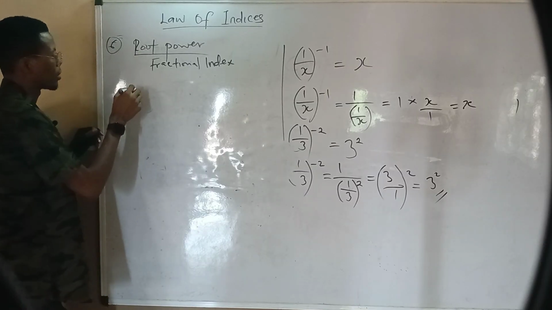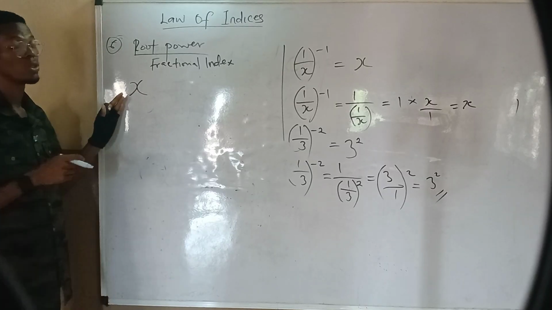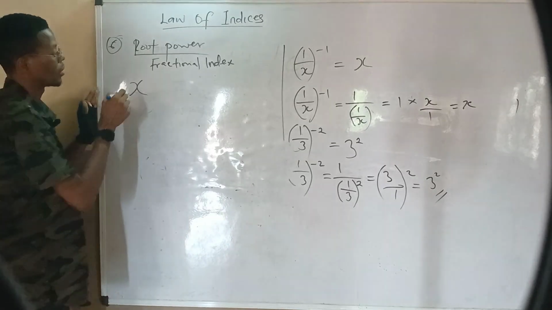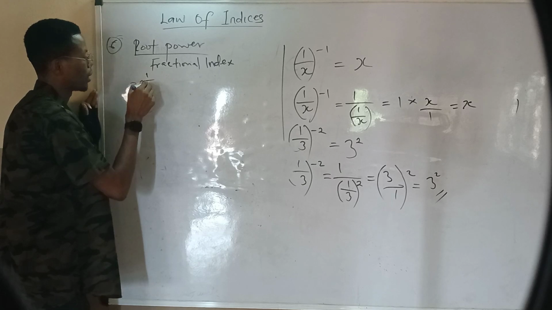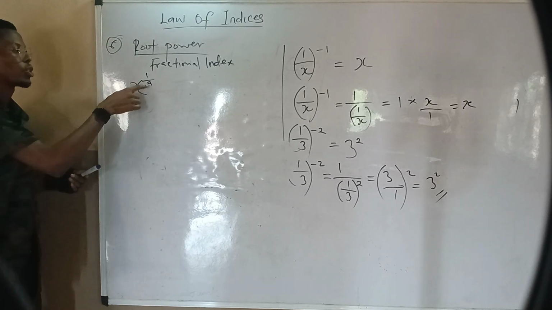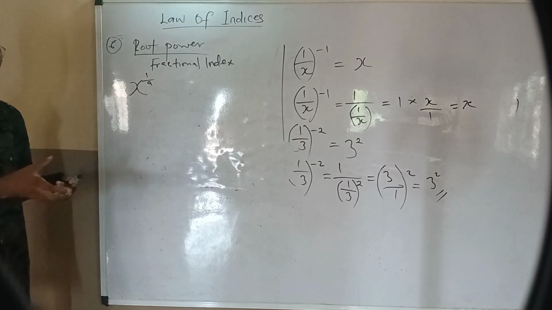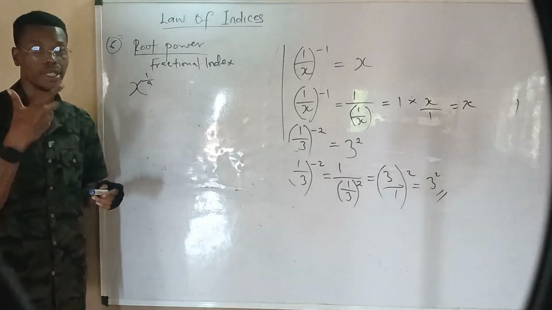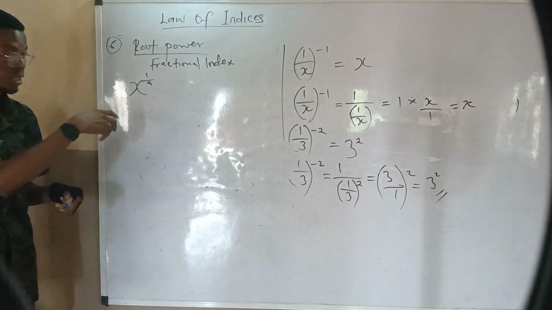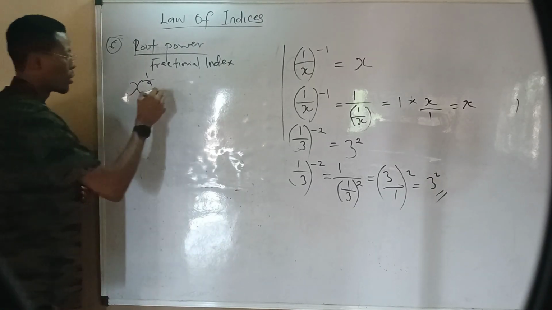Now, if we have, for example, x raised to the power of, we usually use x as our base, x raised to the power of, let's say, 1 over a. Now, this is a fraction, right? Now, a fraction is the index. The index is a fraction. We look at when the base is a fraction. Now, in the cases where the index is a fraction, it brings about a root power.